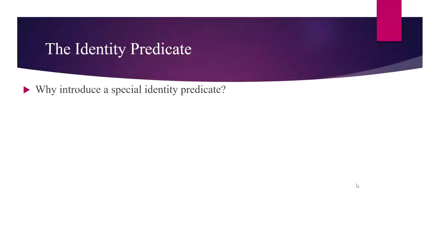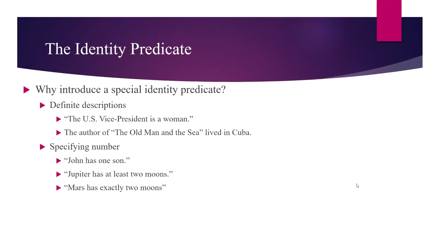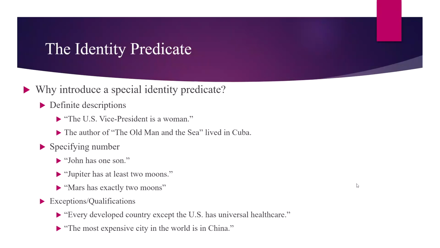So why introduce a special identity predicate? It's because of the way that the quantifiers work, we don't have a way of capturing in the symbolization the meaning of certain types of things. One of those is definite descriptions, also specifying number, or exceptions and qualifications on statements. We're going to go through these one at a time and talk about them.